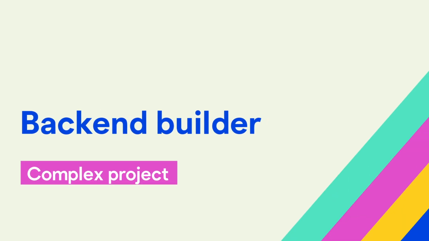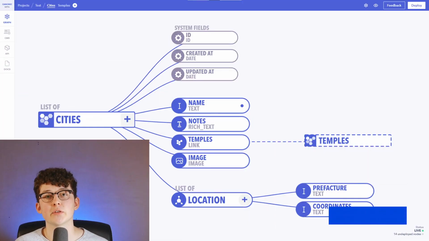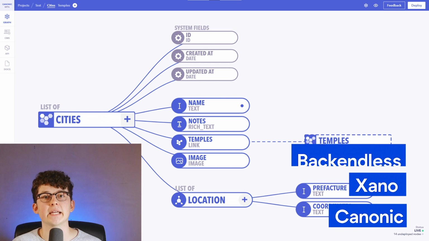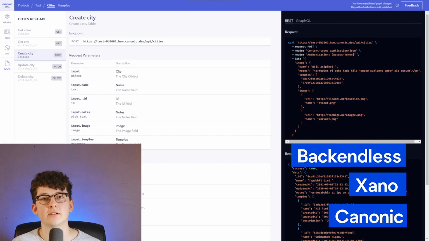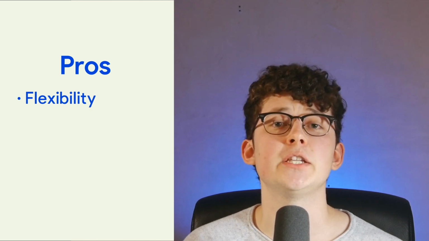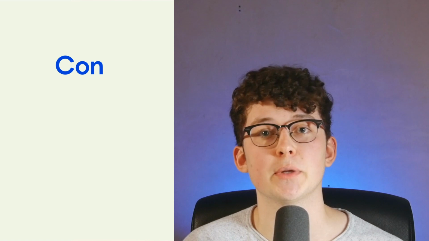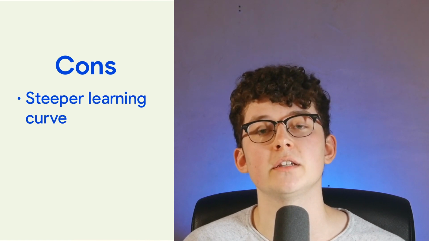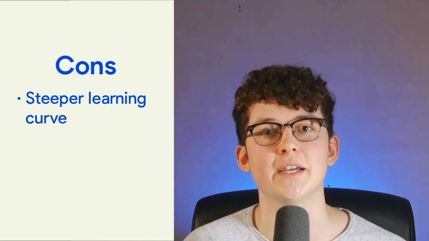If you're working on a more complex project, it might be worth looking at backend development tools. No-code examples of those would be Xano, Backendless, or Canonic. These allow for more flexibility and fulfill all of your customization needs. But they do tend to come with a steeper learning curve, so keep that in mind if you don't have a lot of experience with APIs.